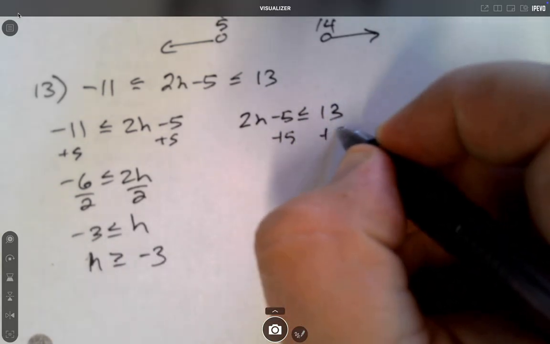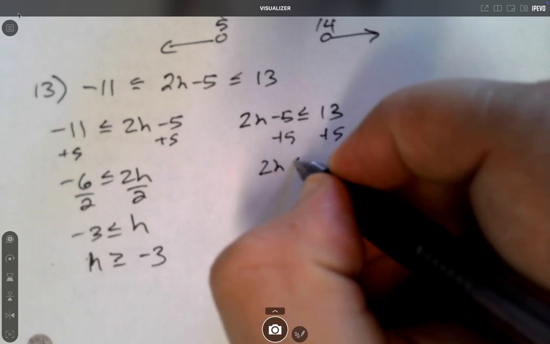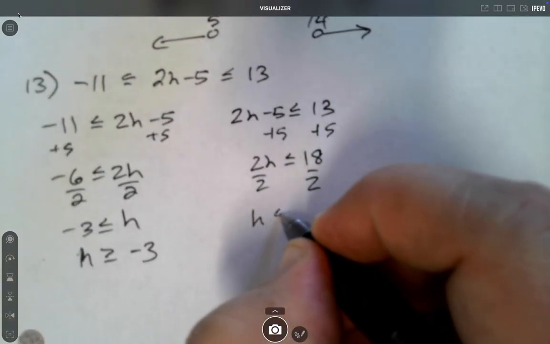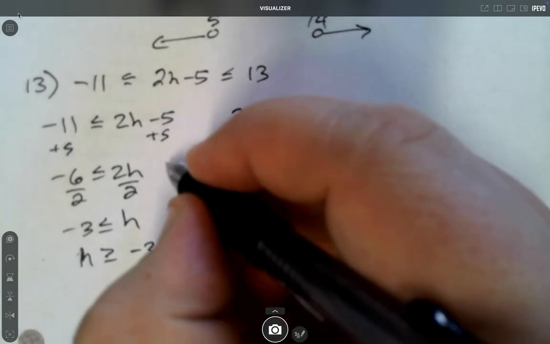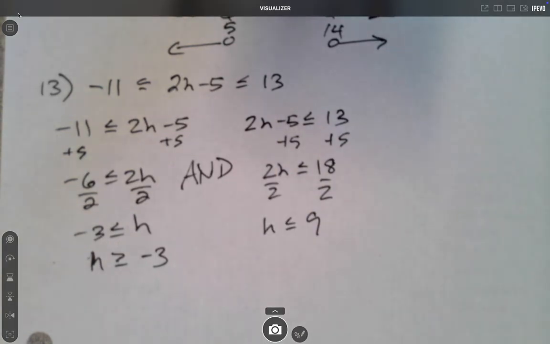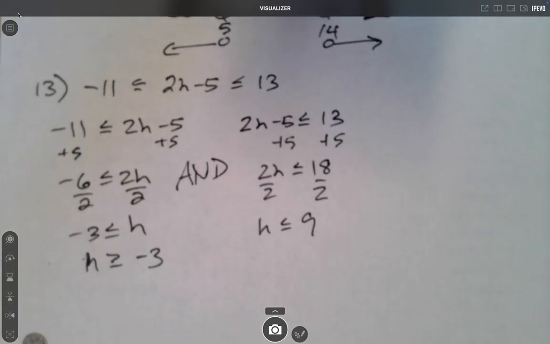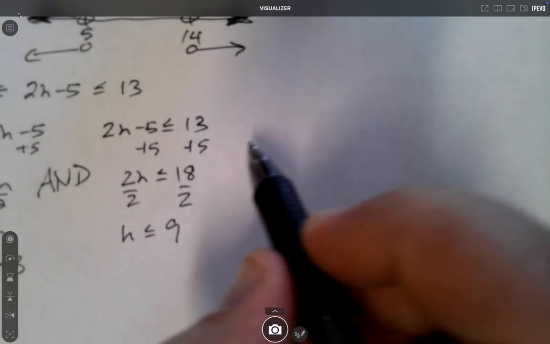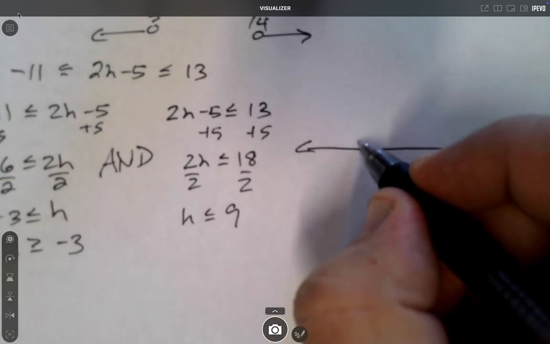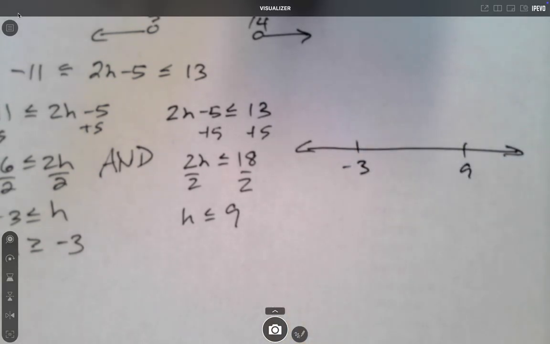On this side, we add 5 to both sides. Then we divide by 2. We get h is less than or equal to 9. And remember, this is an "and" statement, because that's always the case when we have one long inequality with two signs. Okay, I'm going to do the graph over here. We know -3 is something to mark, and we know 9 is something to mark. And this is an "and," so we will only shade where they overlap.